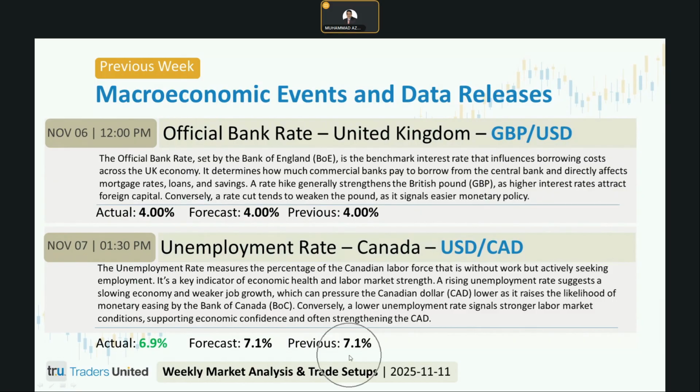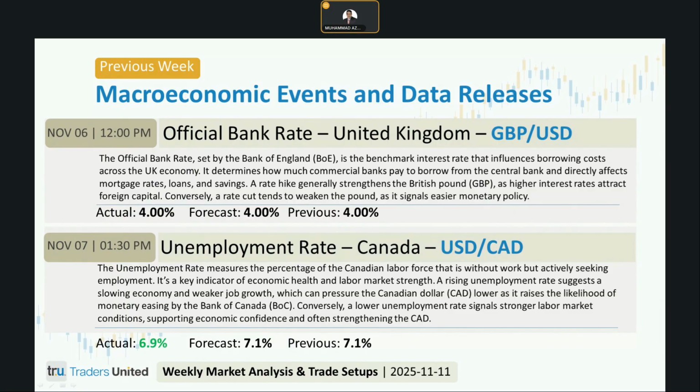So the previous number was 7.1%, the forecast was also 7.1%, and the actual number we got is 6.9%. So attention turned to Canada's latest employment figures released at 1:30 p.m. UTC time on November 7th. The unemployment rate fell to 6.9%, better than the forecast and previous 7.1%. This improvement signaled renewed labor market strength despite high borrowing costs and slower growth elsewhere in the economy.